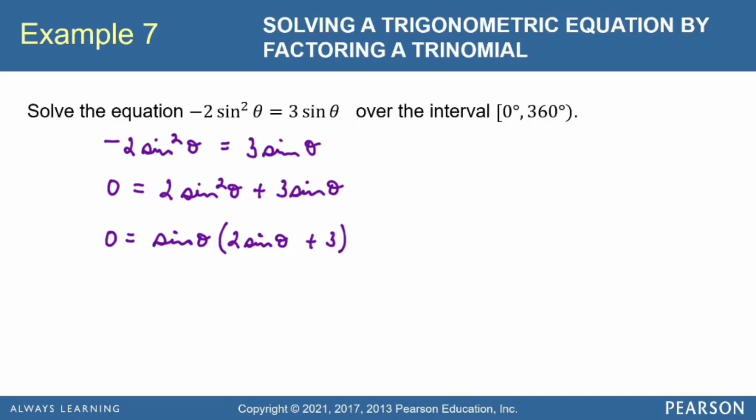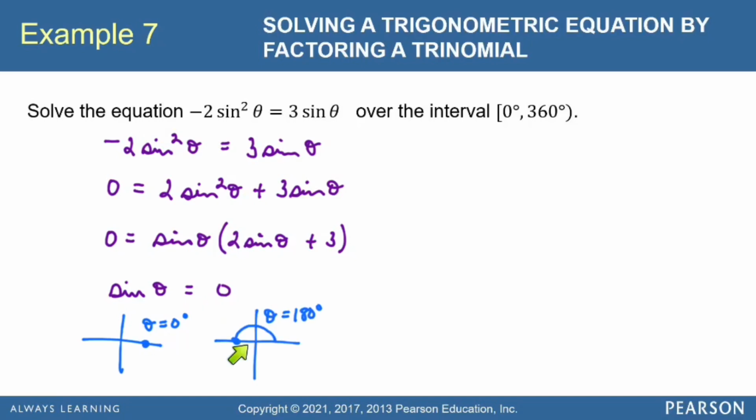So now, since sine of theta times this parentheses equals 0, one of these factors has to be 0, and we have to find what values of theta make each factor 0. So first we want to find out what would make sine of theta equal 0, and then in a minute we'll find out what makes 2 sine theta plus 3 equal 0. Now we saw sine of theta equal to 0 in the last example, so we already know that sine of theta will equal 0 when theta equals 0 degrees or when theta equals 180 degrees.